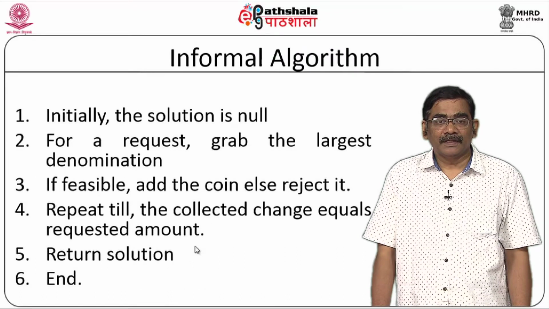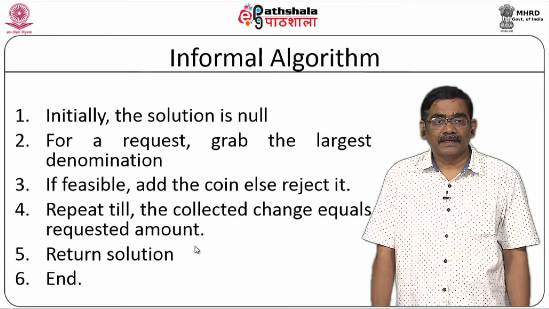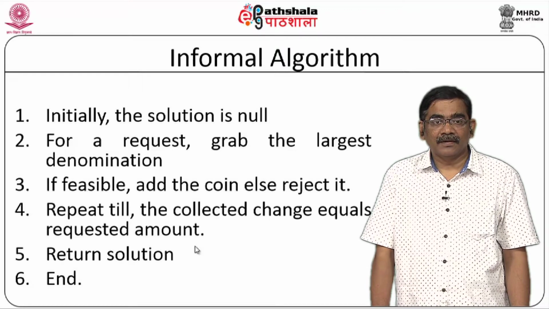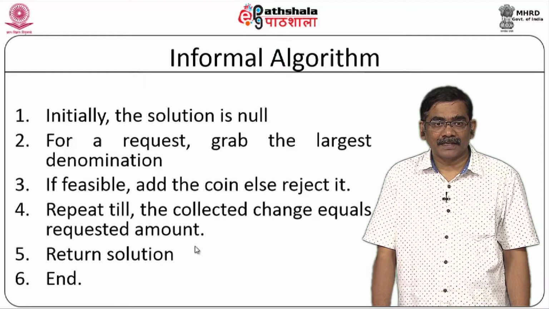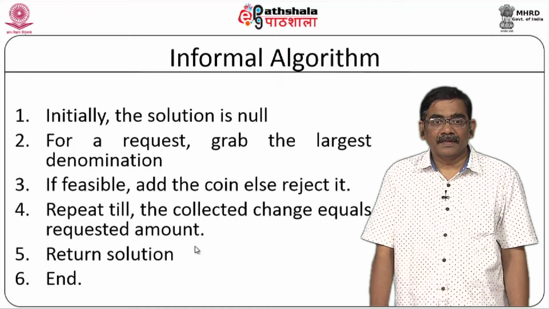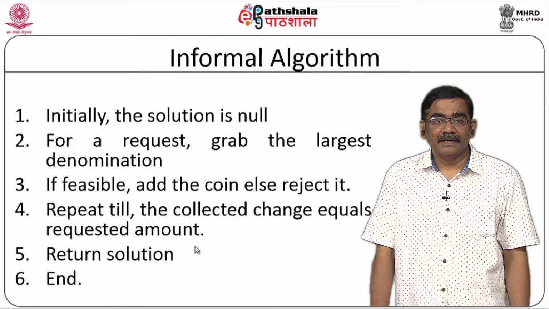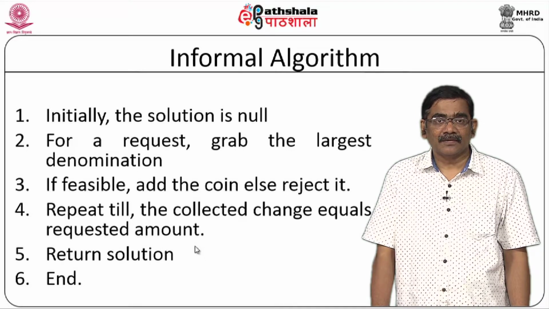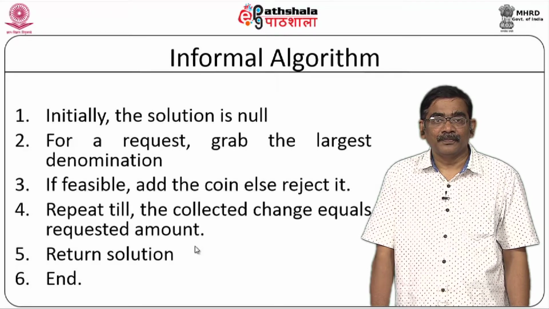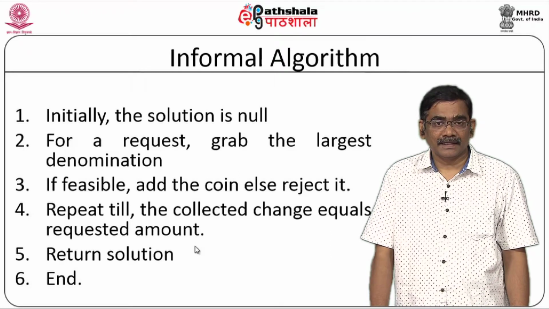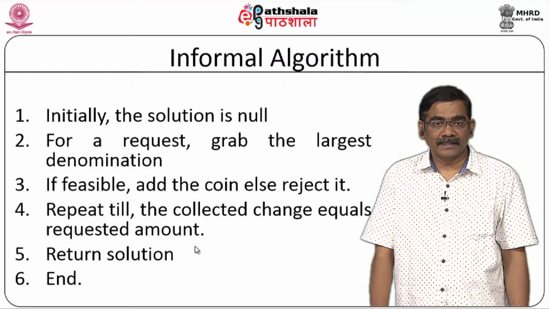So, we can put everything into an informal algorithm. Initially the solution is null. For the given request, grab the largest denomination. This is going to be your selection procedure. If feasible, then add the coin, otherwise reject it. It is the feasibility check. Repeat till the collected change equals the requested amount. This is going to be the solution check. Finally, I am going to return the solution set. This is the informal greedy algorithm for the coin change problem.